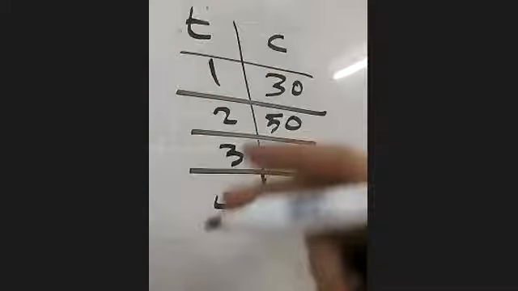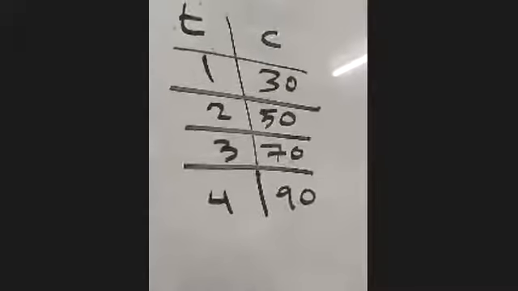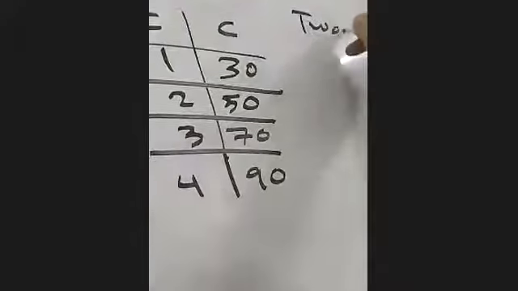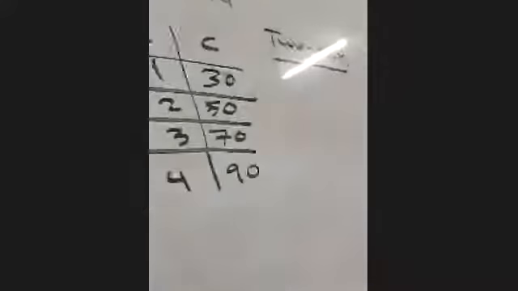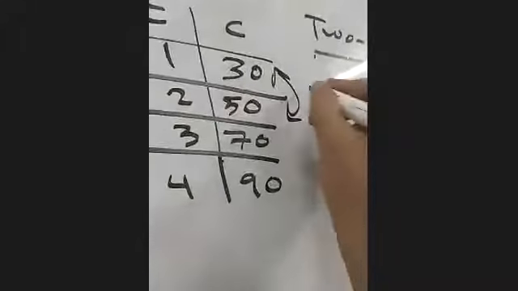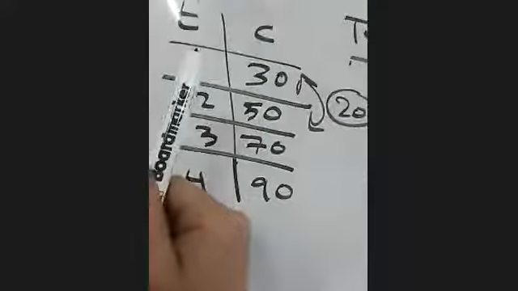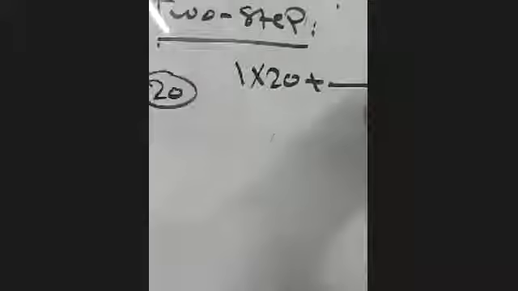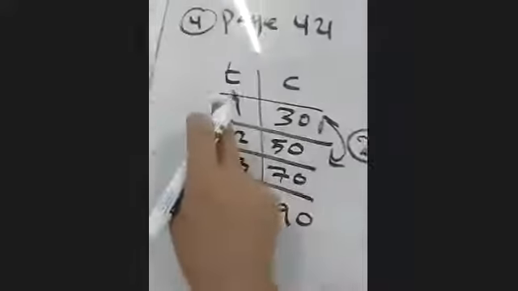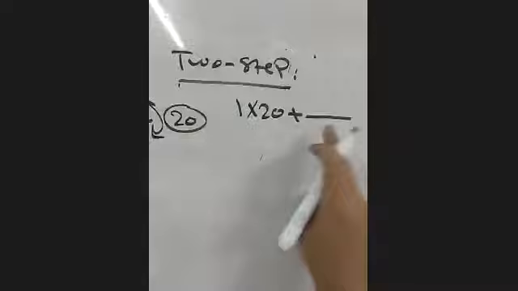No. So we get rid of the first one. How many steps do we have here? Two steps, right? Two step formula, two step equation. How do we make it? We do the subtraction of the first numbers: 50 minus 30 is how much? 20, right? Now, 1 multiply 20 plus what equals 30?